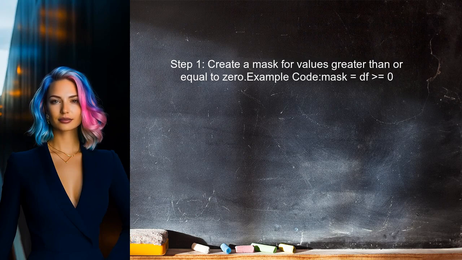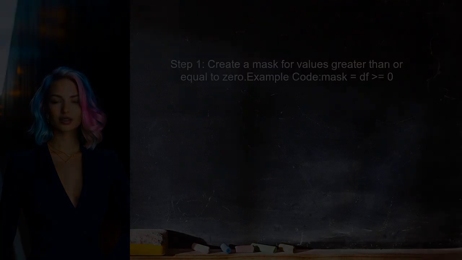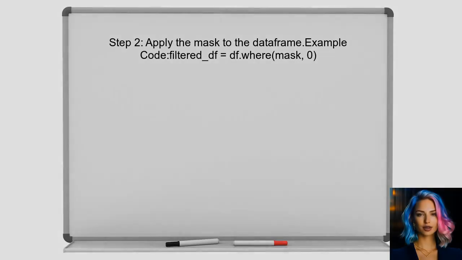To begin solving this problem, the user should first create a mask that identifies all values in the data frame that are greater than or equal to 0. This will help in filtering the data for the average calculation. Next, the user can apply this mask to the data frame. By using the mask, they can replace any values that do not meet the condition with 0. This way, only the values greater than or equal to 0 will be considered in the average calculation.